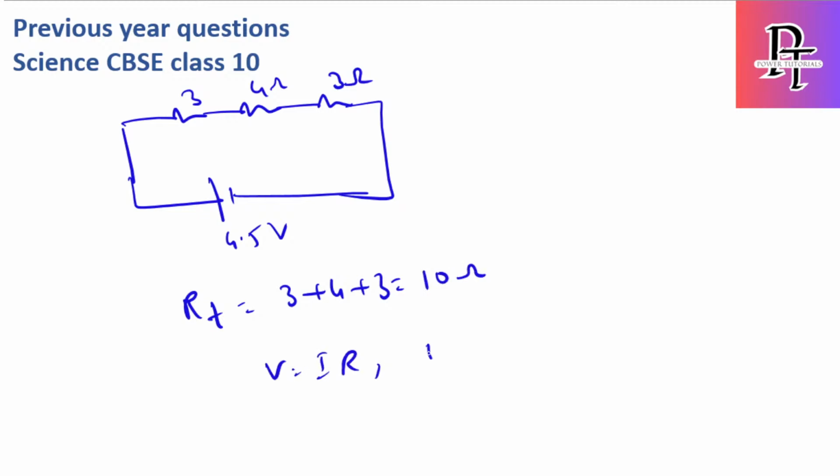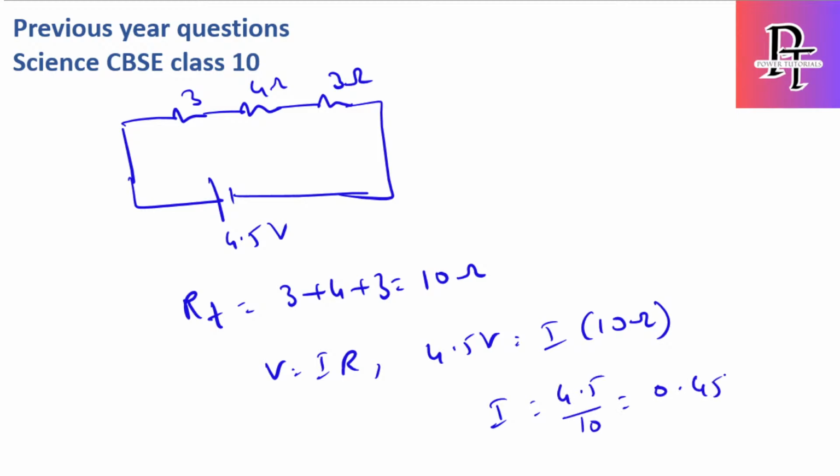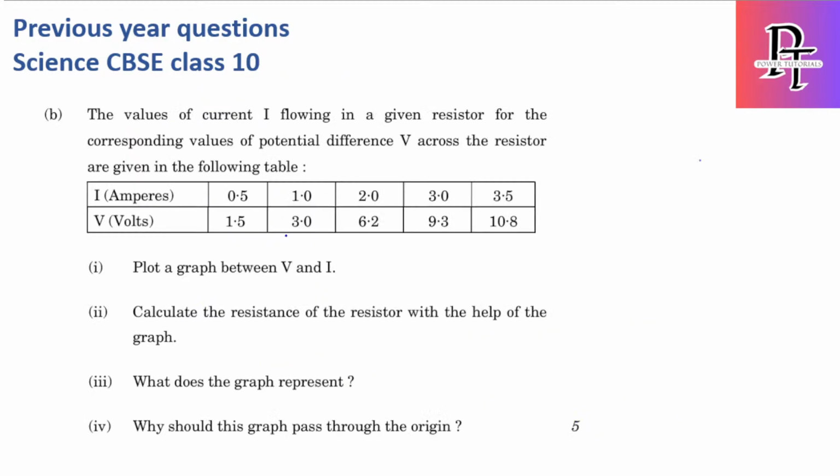So V is equal to IR. We know V is 4.5 volts is equal to current into resistance, which is 10 ohms. So current is equal to 4.5 by 10, which is 0.45 amperes. Okay, let's go to the next one.